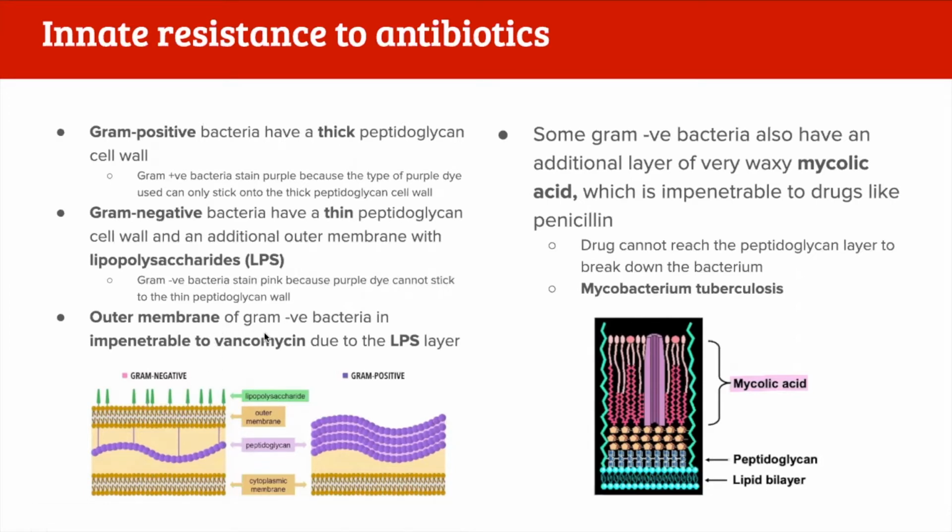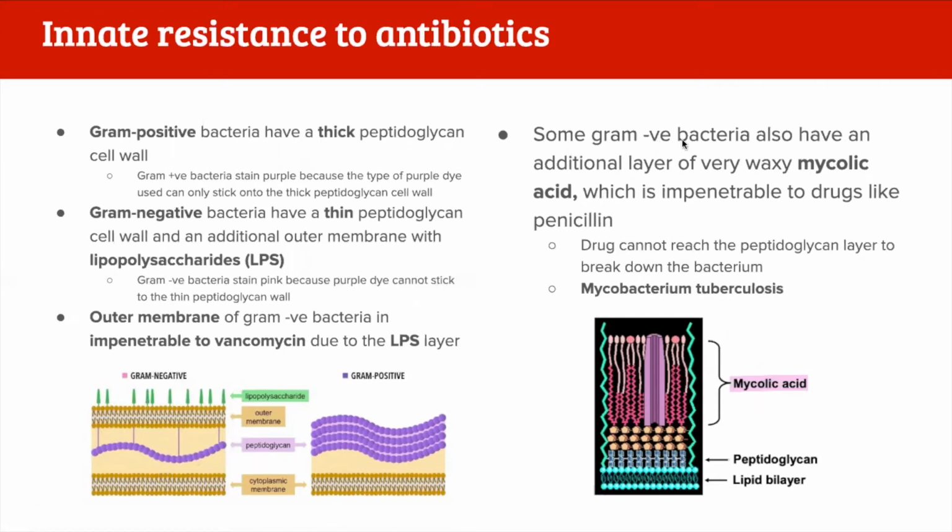So the outer membrane of gram-negative bacteria is impenetrable to vancomycin due to the LPS layer. So because of the layer of lipopolysaccharides on gram-negative bacteria, vancomycin can't actually destroy gram-negative bacteria, and that's why we say that gram-negative bacteria has innate resistance to vancomycin.